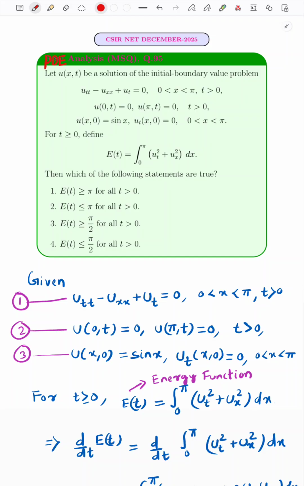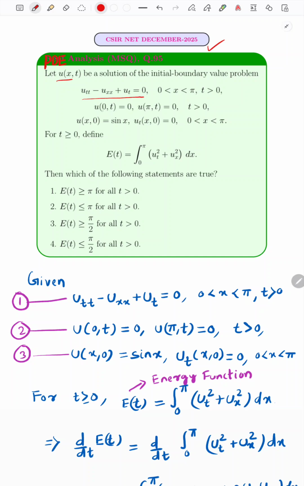In today's discussion, we discuss a very interesting question from partial differential equations, and this question was asked in the CSIR NET December 2025. In this question, u(x,t) is the solution of this second order linear partial differential equation, and this equation is associated with a boundary and an initial condition.